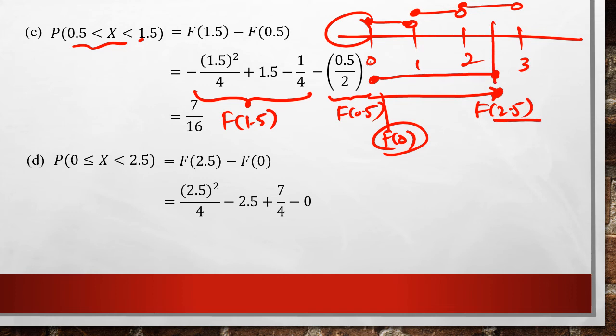Okay, here we use the function x squared over 4 minus x plus 7 over 4. So substitute 2.5 into the function minus 0. F of 0 is 0. So we have the answer of 13 over 16. Okay, so please choose the function correctly according to the interval.